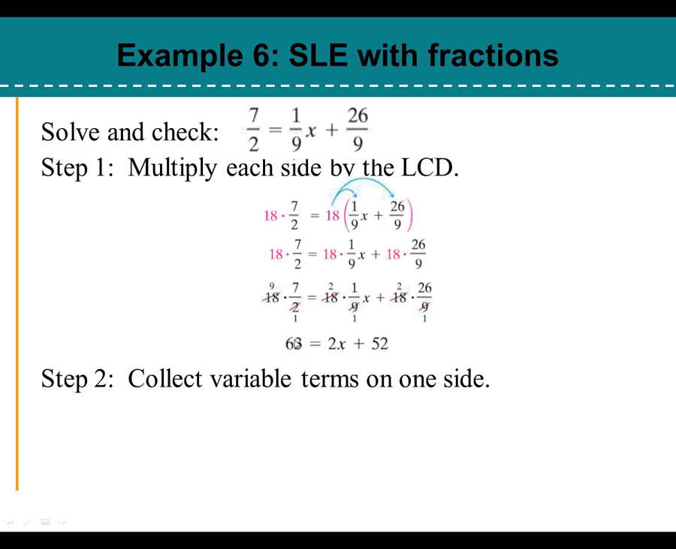9 times 7 is 63. 2 times 1x is 2x. 2 times 26 is 52. So to collect my variables, I need to move the constant over here. This time we're going to subtract 52 from both sides, and that gives me 11 equals 2x. So I have all my variables on one side, my constants on the other.